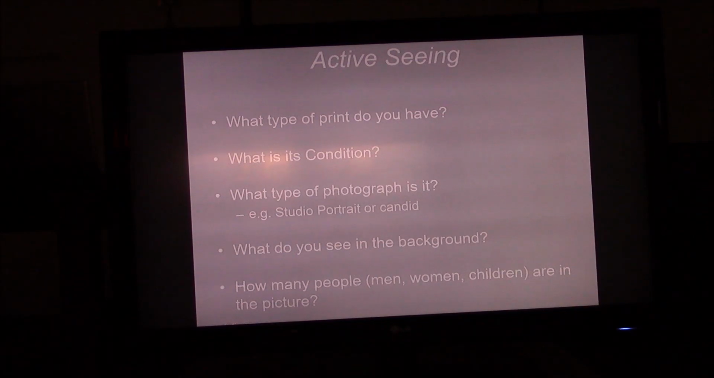So you're looking for things like I mentioned earlier. What is it made out of? What type of photograph is it? You know, what is the makeup of it? Is it a black and white? Is it a color photograph? Is it a studio portrait? Is it a candid photograph? Is it taken inside or outside? How many people are in the photo? And be specific. Don't just say it's a family photo. Be specific. There's an older man, there's a younger woman, there's 4 boys, there's 3 girls.